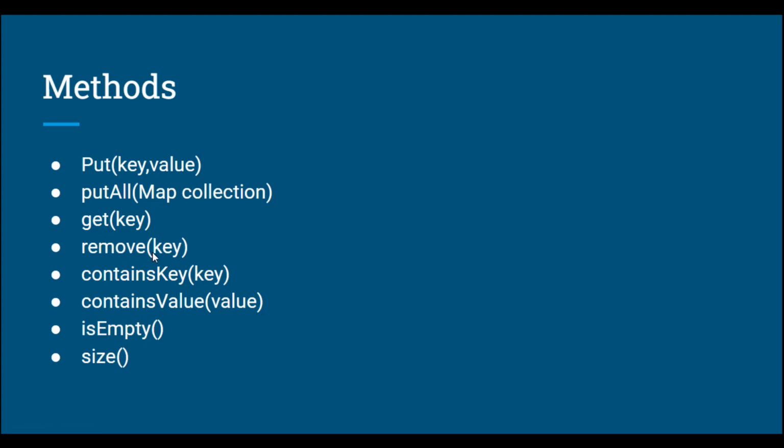The fourth method is remove. It will remove the element, the key along with the value. And the fifth method is containsKey. That means it will check whether the key is present in the map or not. If not, it will give false, and if present, it will give true. Same with containsValue. It will check whether the value is present in the map or not. If not, it will return false, and if it is present, then it will give true.